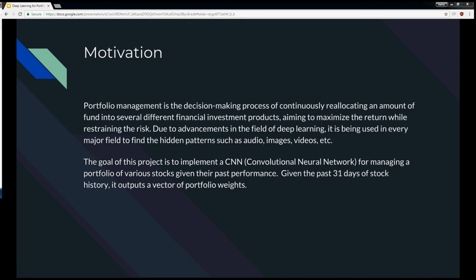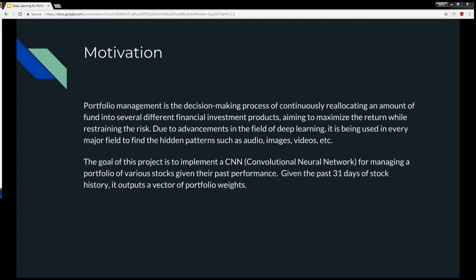The motivation behind this project is to perform portfolio management using deep learning algorithms. Portfolio management is a decision-making process of continuously reallocating an amount of funds into several different financial investment products. This is a resource allocation problem that is continuous in nature, and our aim is to minimize the risk and maximize our returns by implementing deep learning, which is very efficient in finding inbuilt patterns, as we have seen that it's very efficient in finding patterns in images, videos and audios.